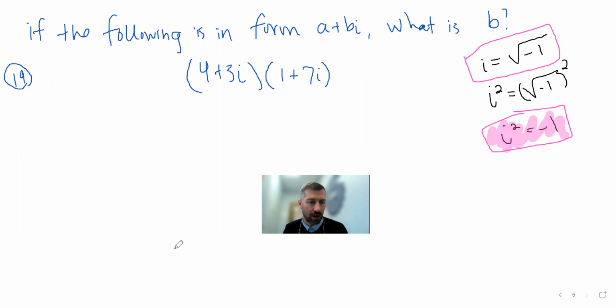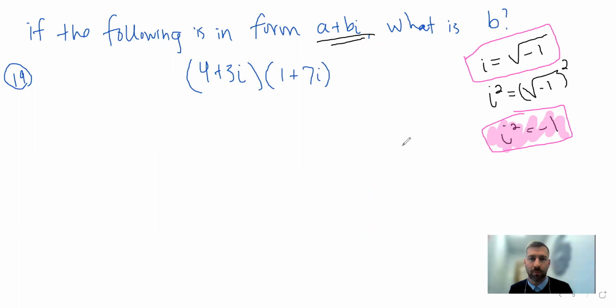So let's go back here and figure out what this is asking us to do. It wants us to put it in this form, a plus bi. I don't know what that means yet. They want to know what b is, but let's just start doing this. We've got to boil this down into basically as simplified terms as possible. Let's start using the box or FOIL method.